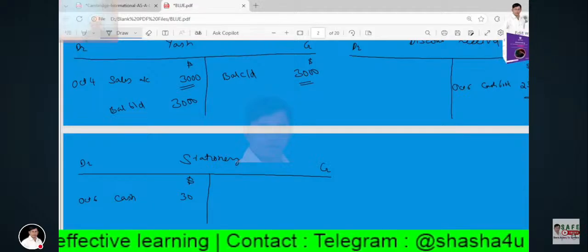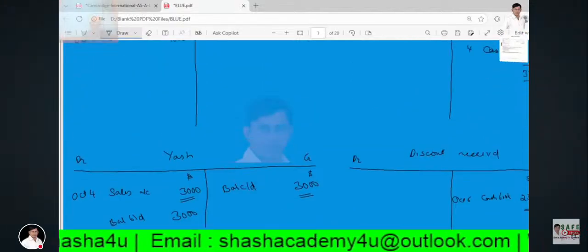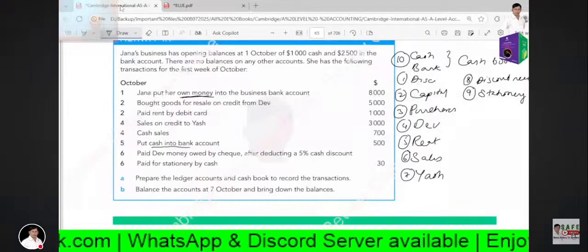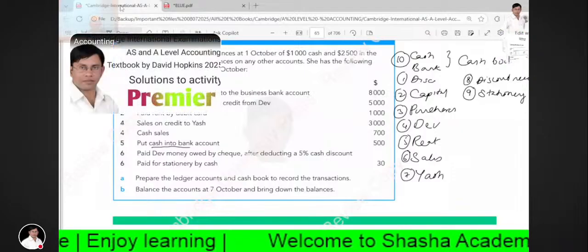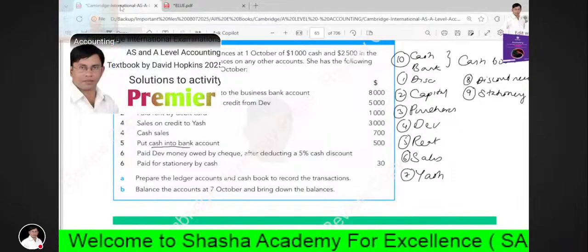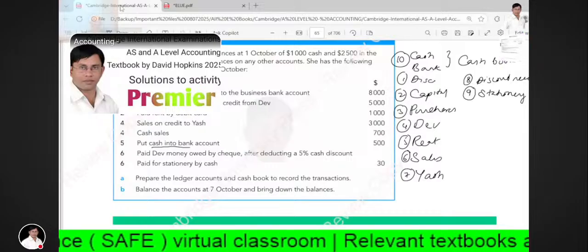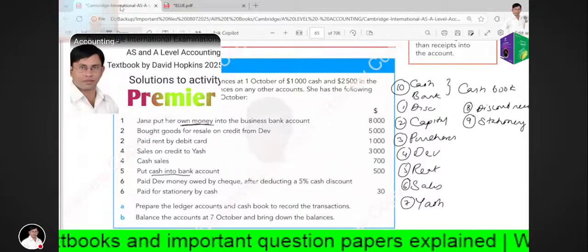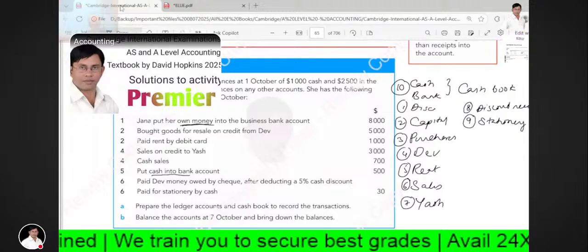So this is the end. This is over. What else do we need to do in this? So balance the accounts at first and bring down the balances. Okay. Bring down the balances. This is how you have to do this balancing. Okay, so we'll catch up in the next class.